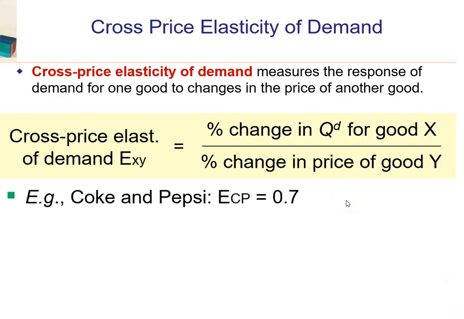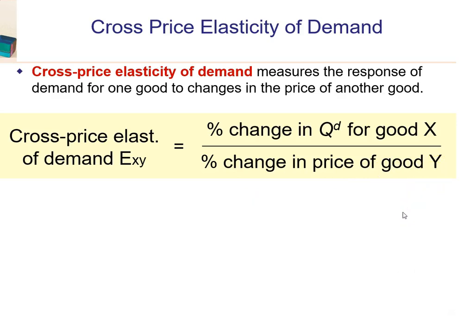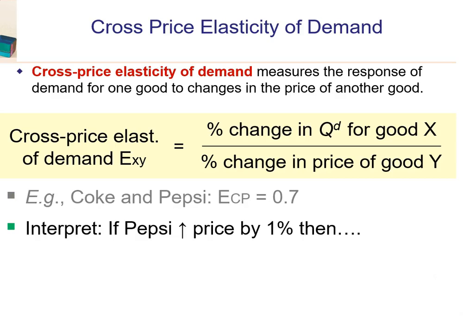For example, let's consider Coke and Pepsi. And this will be notated as elasticity ECP. So in this case, we've got a price change of good Y, or Pepsi. And let's let the price of Pepsi, say, go up 1%. Then how does the quantity demanded for Coke, our C good, respond?